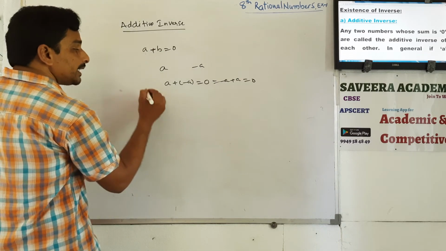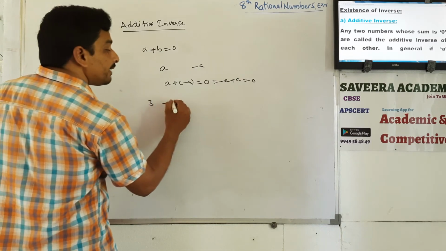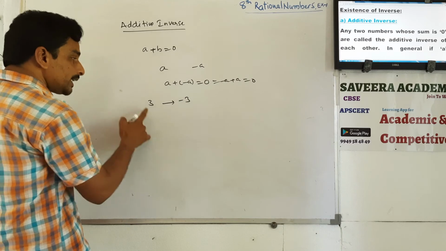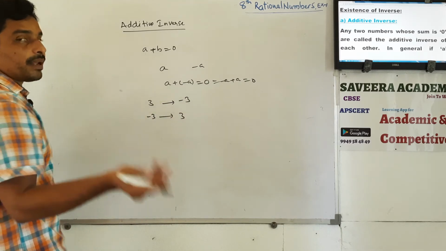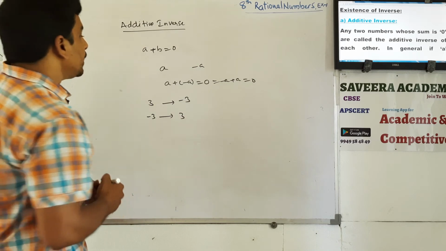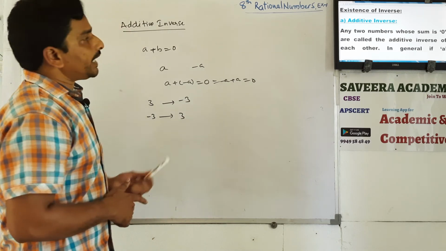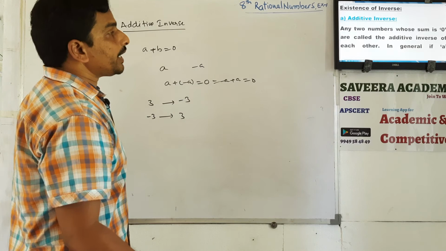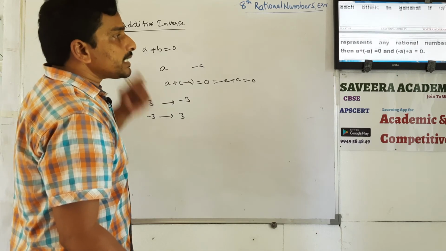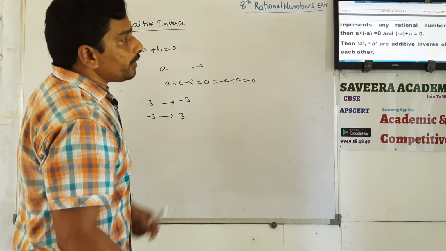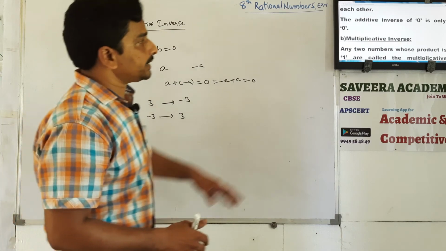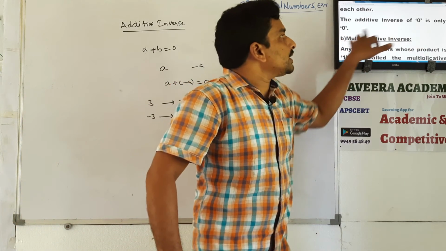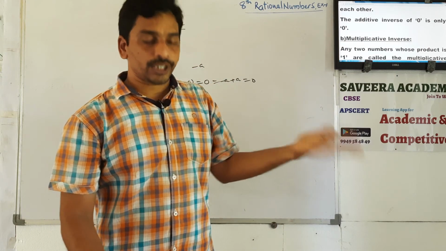Suppose what is the additive inverse of 3? Minus 3. What is the additive inverse of minus 3? 3. You have to multiply with minus. In the same way you will get additive inverse. Now let us see multiplicative inverse. Here one more important point is given here. See, the additive inverse of 0 is 0. 0 plus 0 is 0.